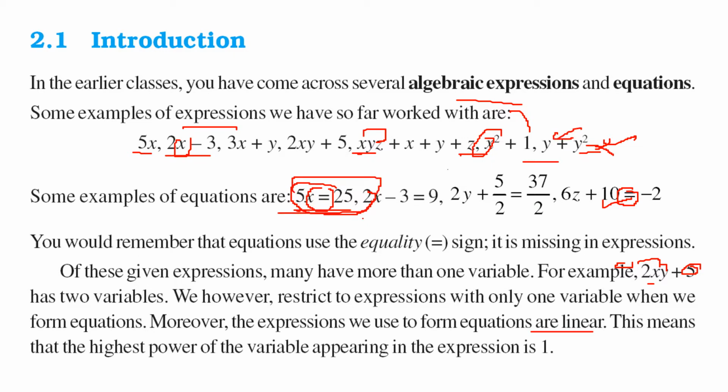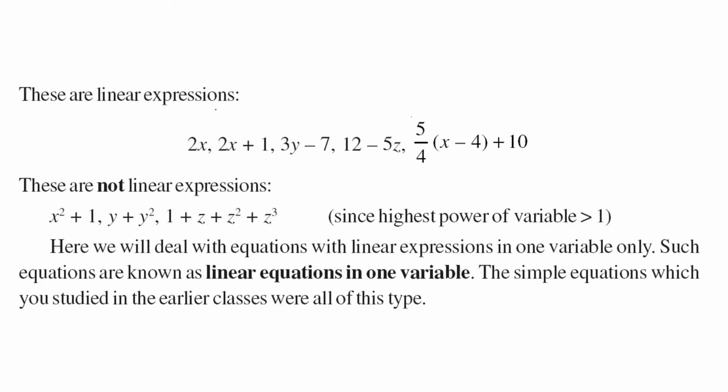Okay, these are equations. We talk about linear because the highest power we are going to deal with of any variable is 1, not more than that. So these are all linear expressions. If you closely observe, x has the power only 1, z has power 1. And these are not linear because we have x squared, we have z cubed, right?